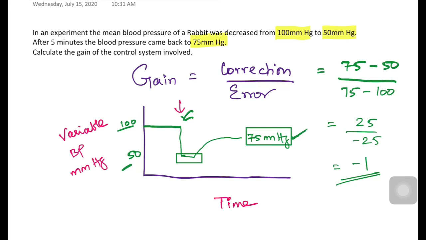And you can see from the formula the error is in the denominator. So if the error is very low, then the gain is going to be higher. The lower the error, the higher the gain. And the higher the gain, the higher the effectiveness of the system.